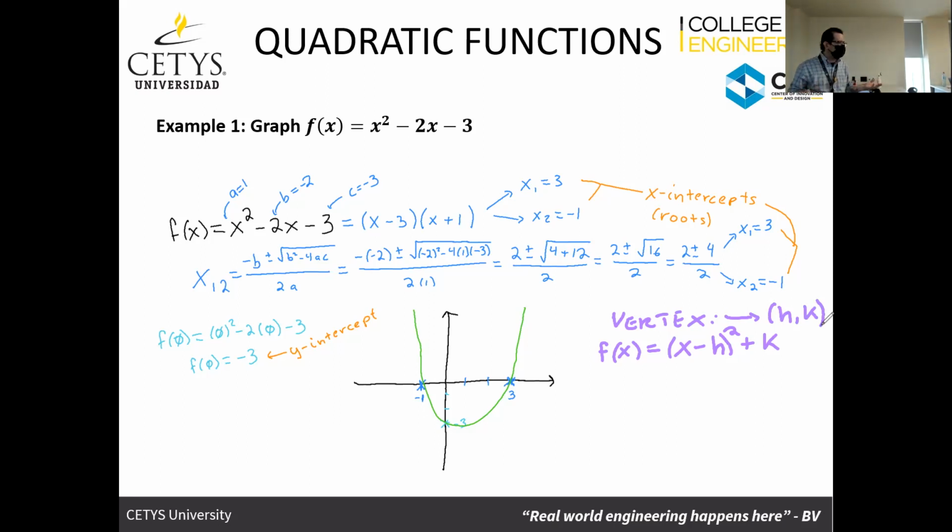So somehow we need to turn the original expression into that. How do we do that? We're going to do the completing the perfect polynomial procedure. So we're going to grab the original expression, x squared minus 2x minus 3. That's f of x.